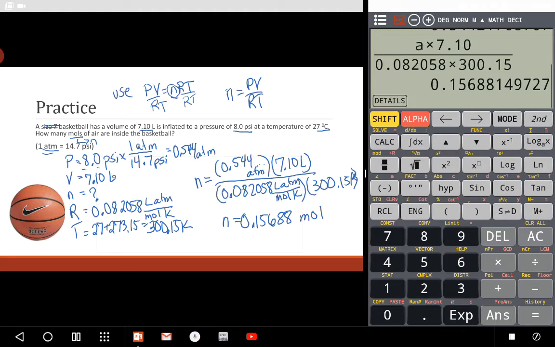And I need to double check my sig figs. This had 2 sig figs, and that had 3, and that's going to be significant to the ones place. So that's going to have 3. So I'm going to need 2 sig figs. This pressure only had 2 sig figs. And so I'm going to round that to 0.16 moles.